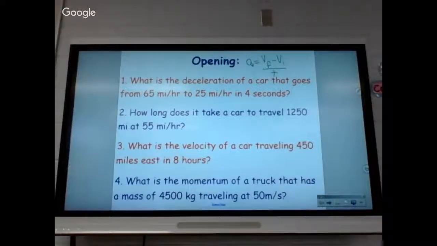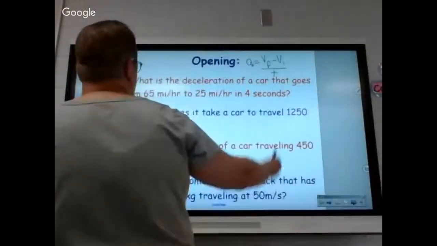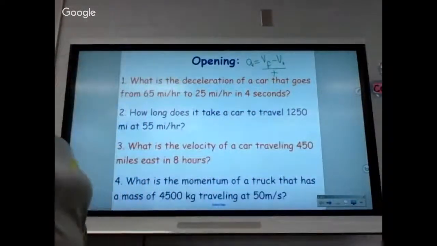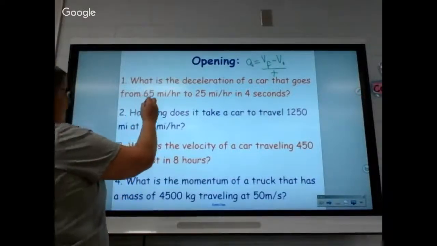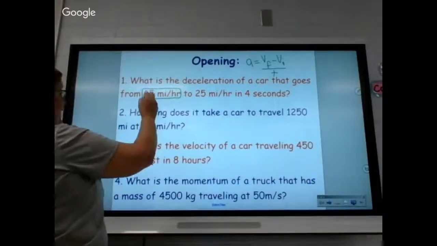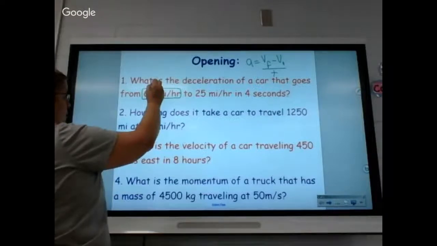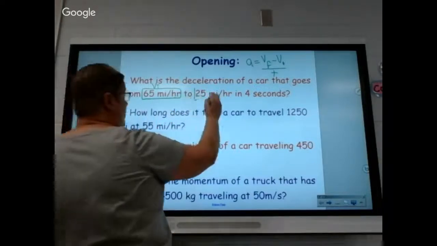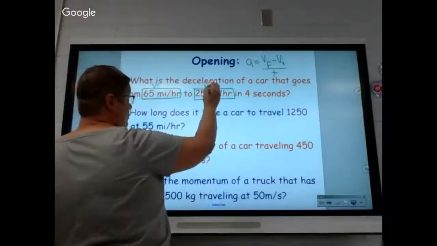Now, what number goes in for VI? Lewis? 25. All right, the 25 is the first one. Remember, I said what's VI. Okay, the first one is the 65. That's the first one. Okay, the 25 is the what? The last one, the final. That's the second one. So that's the V final.